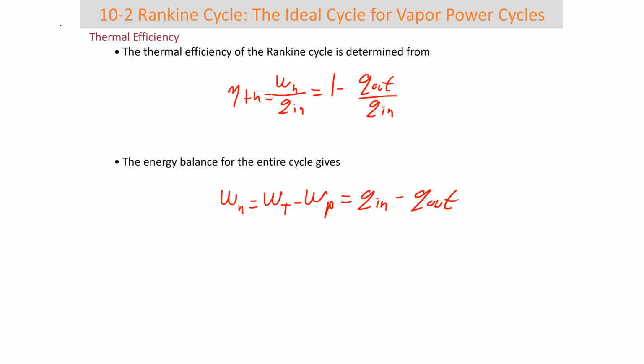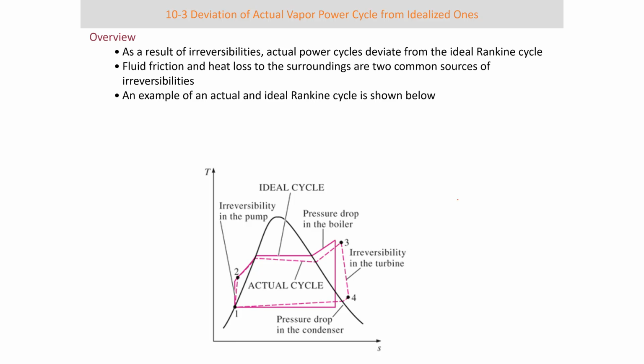Now, like any cycle, there are going to be deviations of the actual vapor power cycle as compared to the idealized one. As a result of irreversibilities, that's how the actual power cycle deviates from the ideal cycle. Fluid friction and heat loss to the surroundings are two common sources of irreversibility. An example of an actual and ideal Rankine cycle are shown below.